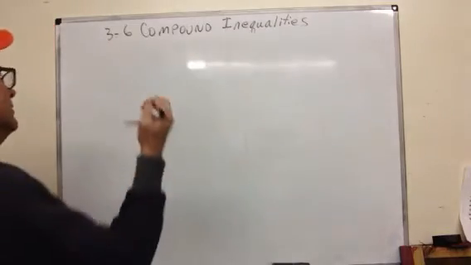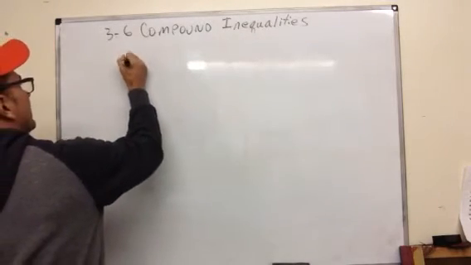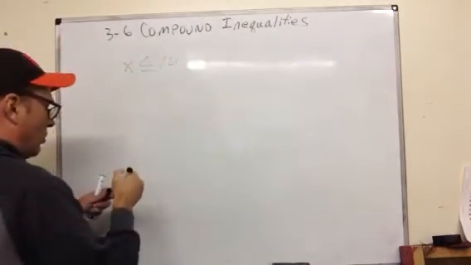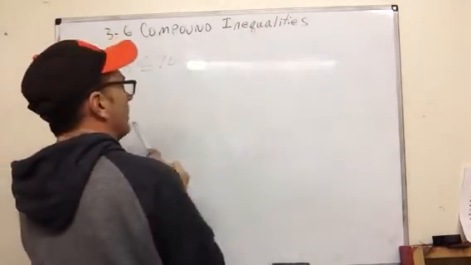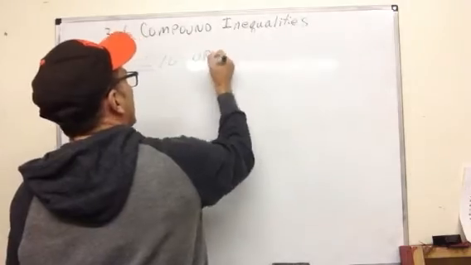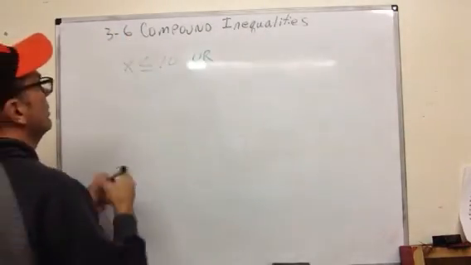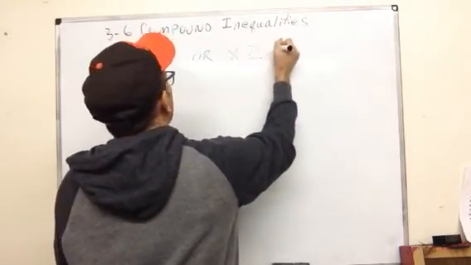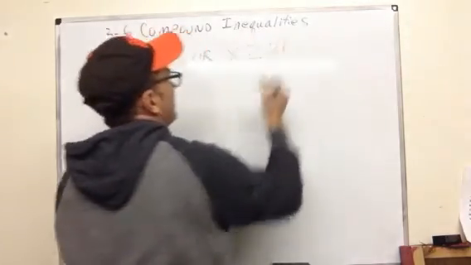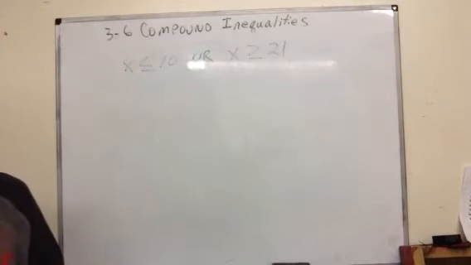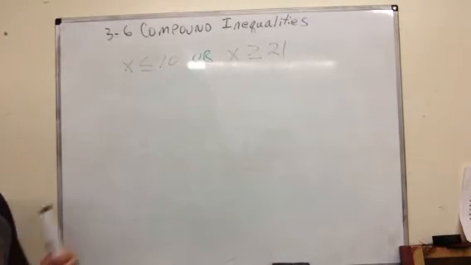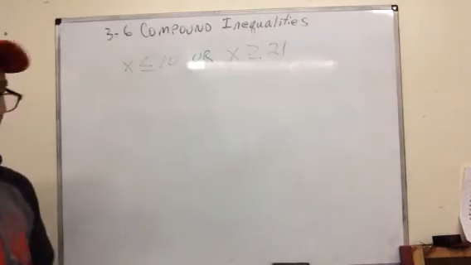So how are these written? This is written just x is less than or equal to, say, 10. Then we write the word OR. Now, there's only one way to write these. It has to be an OR. Or x greater than or equal to, let's say, 21. Now, only one of the rules needs to be true on this. It could either be the first one or the second one.